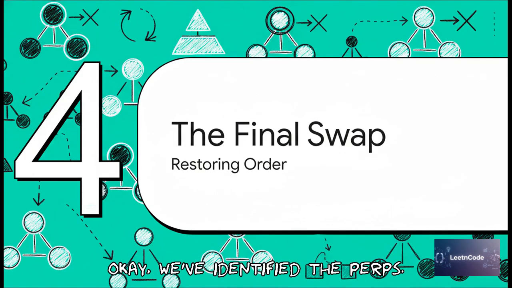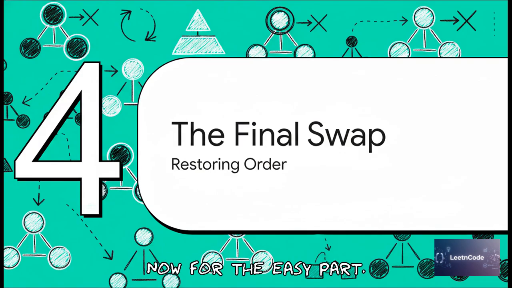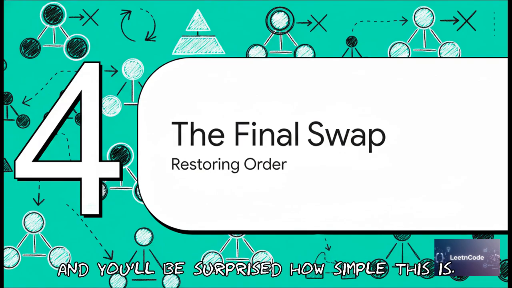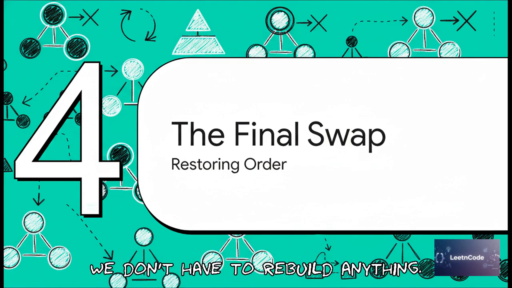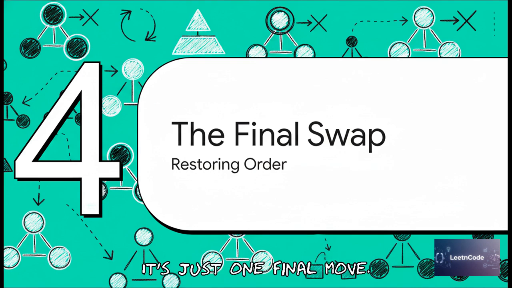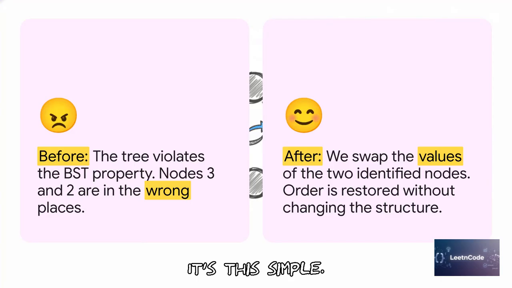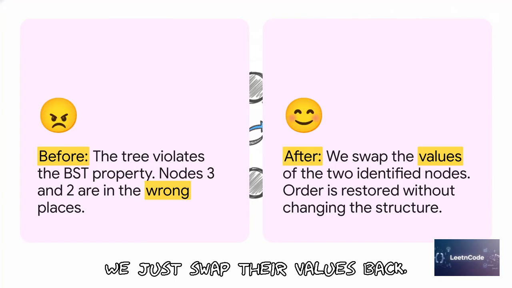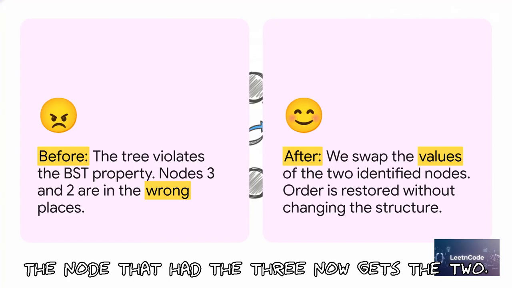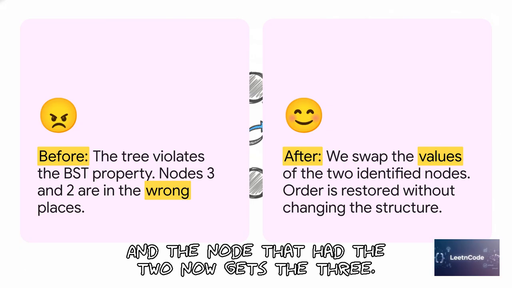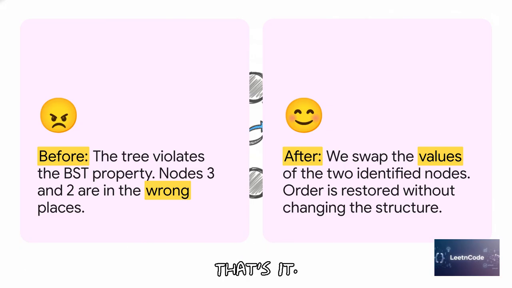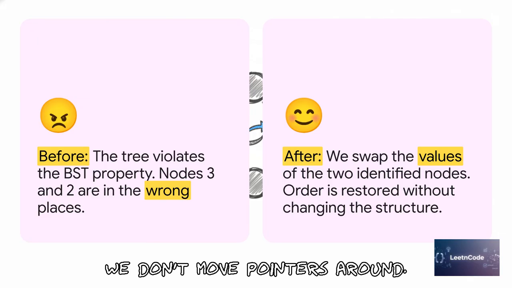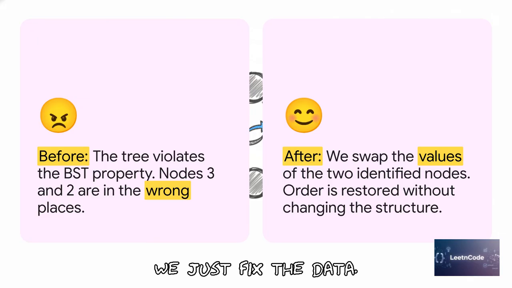Okay, we've identified the perps. Now for the easy part, fixing the tree. And you'll be surprised how simple this is. We don't have to rebuild anything. It's just one final move. It's this simple. We just swap their values back. The node that had the 3 now gets the 2, and the node that had the 2 now gets the 3. That's it. We don't touch the structure, we don't move pointers around, we just fix the data.